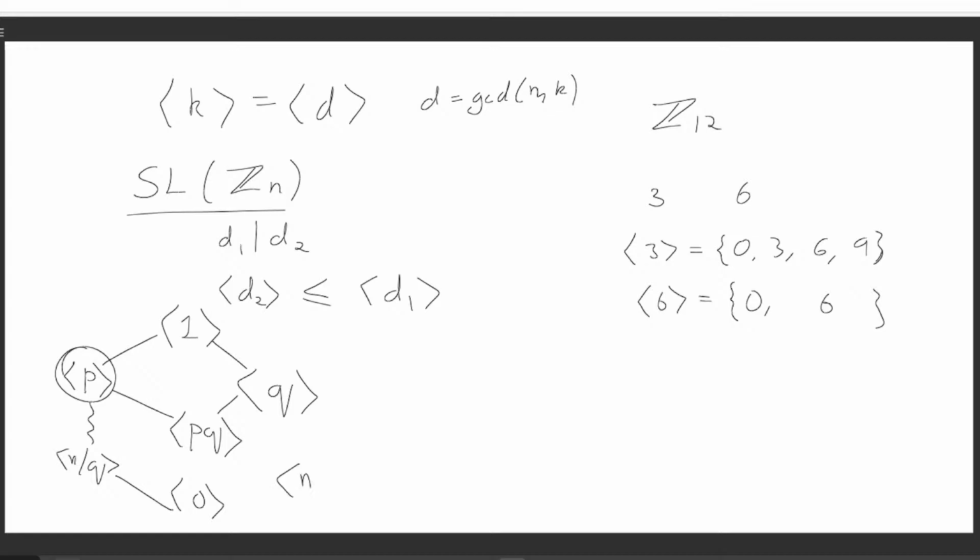Similarly, n by p will be contained in this. There are some other things in between possibly, so that's why I'm not drawing a straight edge. And so on. Similarly, n by pq would be there somewhere.